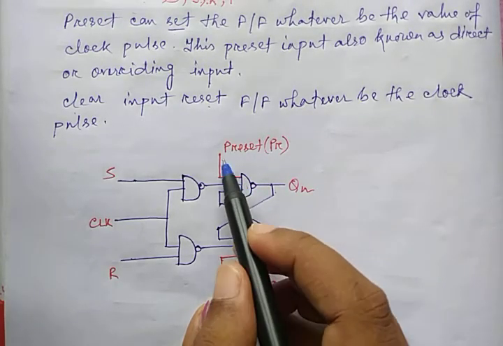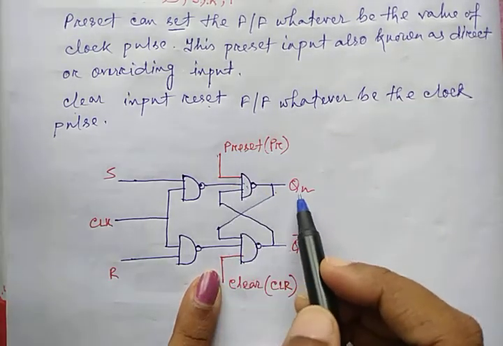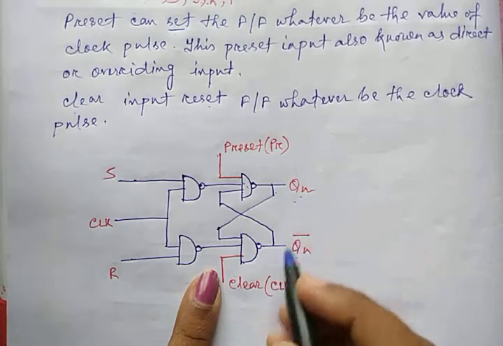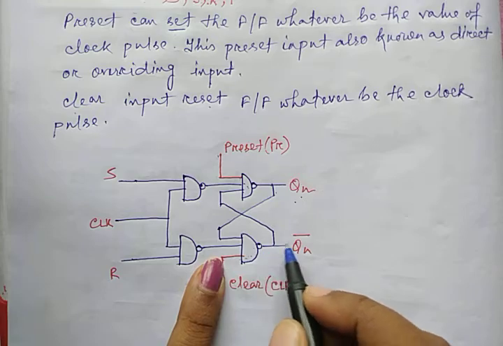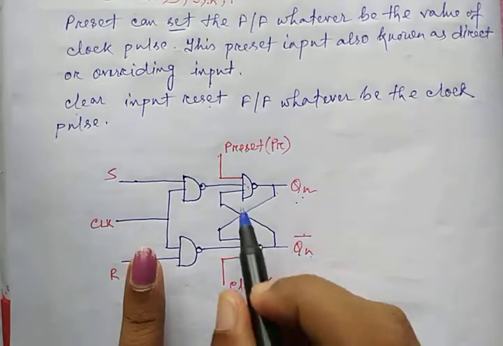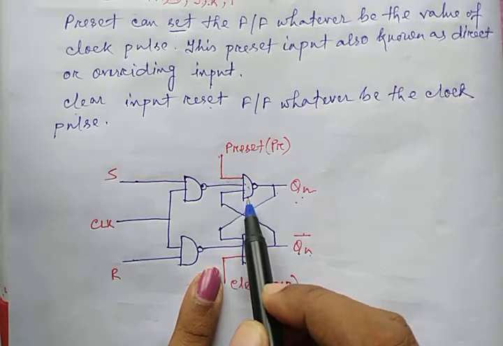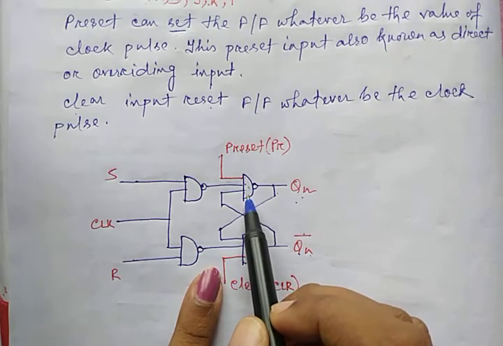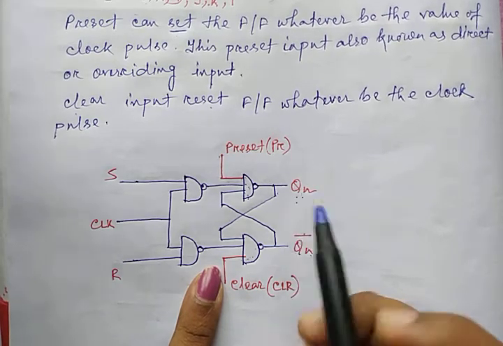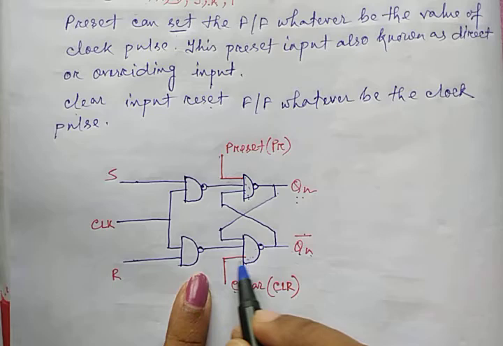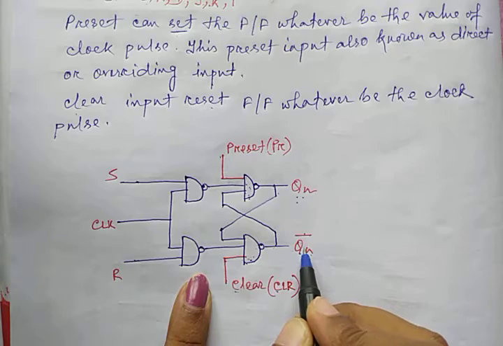That means in the first upper NAND gate we apply preset, which is connected with the Q direct output, and clear is connected with that NAND gate whose output gives us Q bar. Mind it, again I am repeating. Preset input is connected with that NAND gate in SR flip-flop or any other flip-flop which gives us the output Q, and clear input is connected with that NAND gate of a flip-flop which gives us the output Q bar.